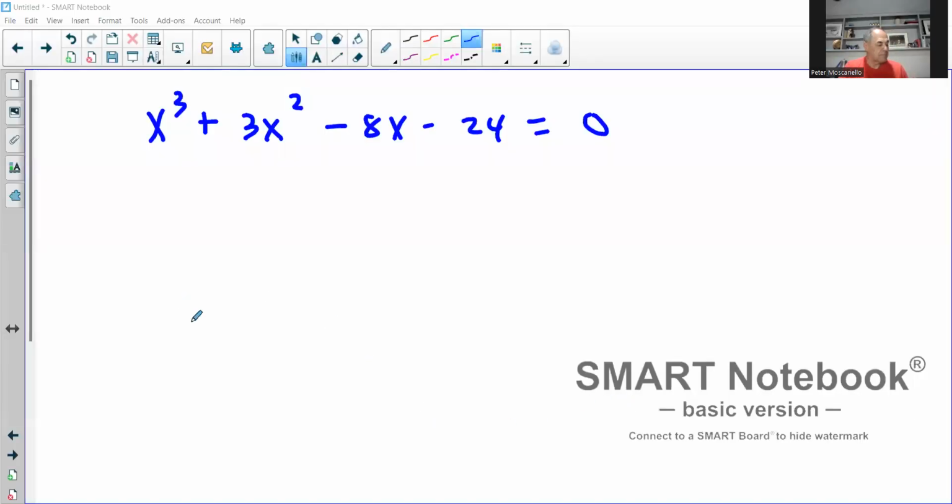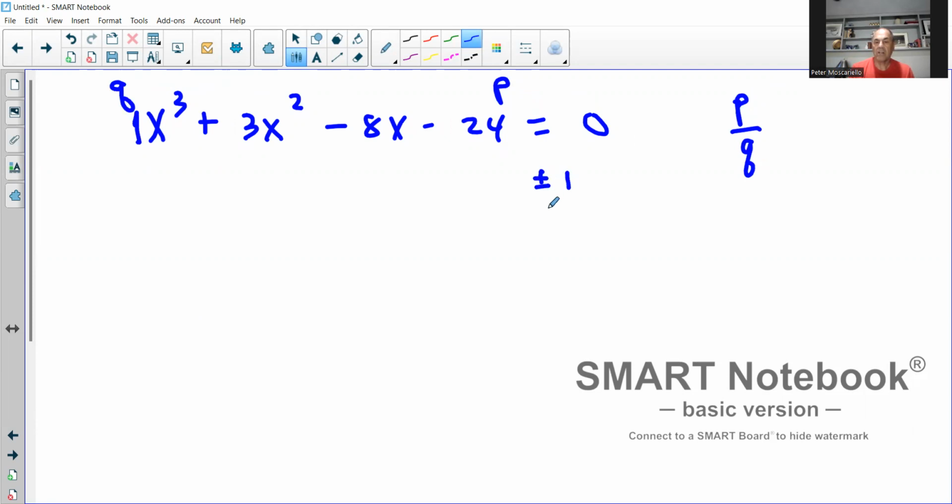Let's pick up with problem number 10. It says for this equation, list all the possible rational roots and then actually find the roots. So this is the P over Q thing. This is our P and this is our Q. You list all the factors of negative 24.